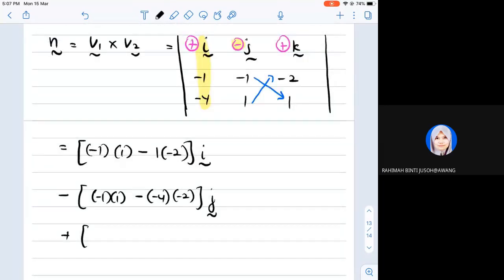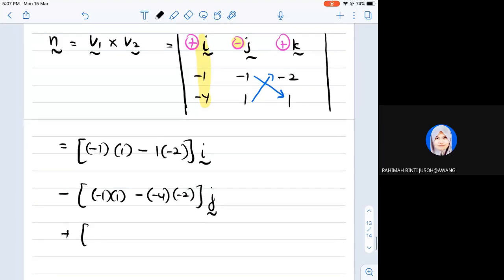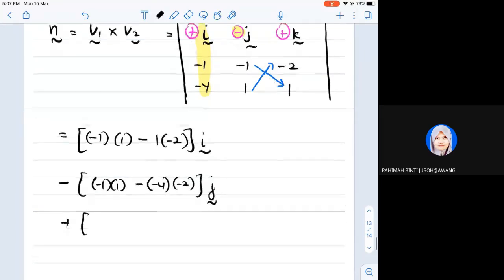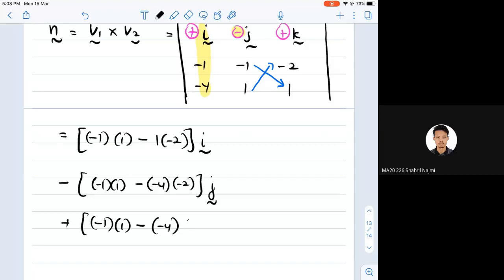Okay, now K plus balik. Untuk K, tutup kolom ketiga pula. Tutup kolom ketiga, you are now closing the first and second column. Okay. So first and second column, negative 1 times 1 minus apa? Untuk K direction, guys. Minus apa ni? Negative 4, negative 1. Yes, negative 4 times negative 1. Okay, very good. K direction.